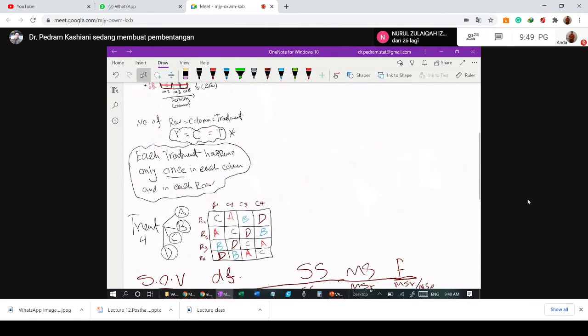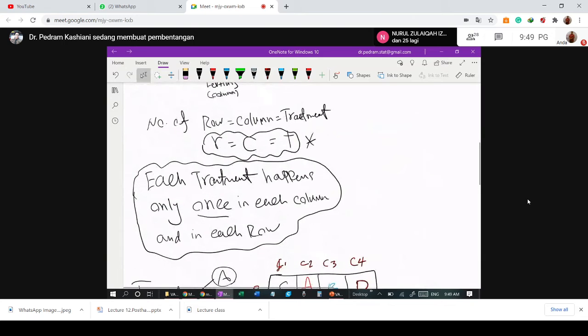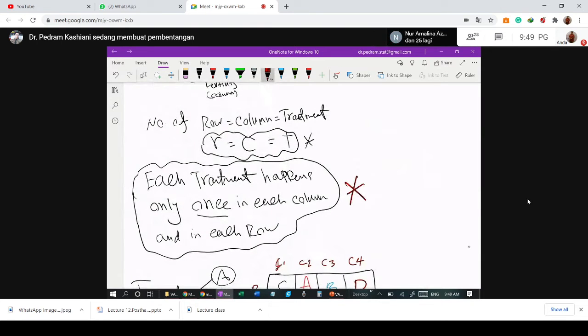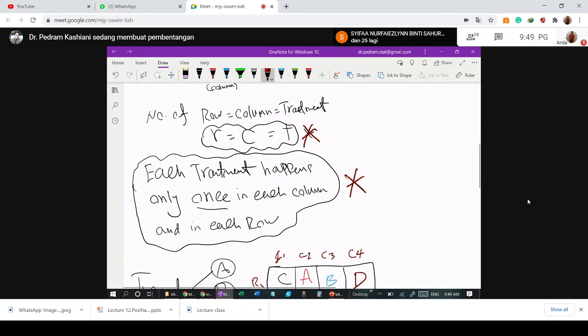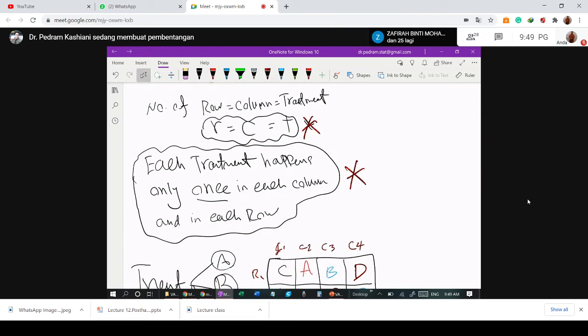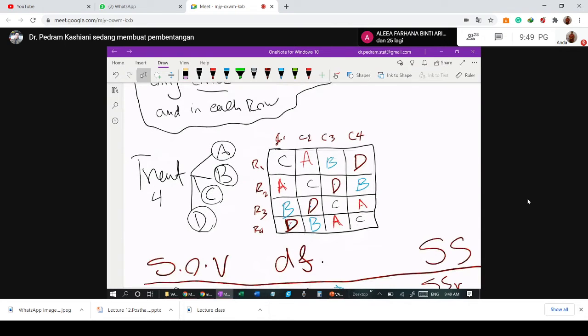What you need to remember are these 2 rules. These 2 rules are very, very important. The number of rows, columns, and treatments in a Latin square is always equal. You cannot have 5 treatments and 4 blocks. It's not possible. If you have 5 treatments, you have to have 5 rows and 5 columns. And each treatment happens only 1 time in each column and 1 time in each row. That is what our randomization did here.